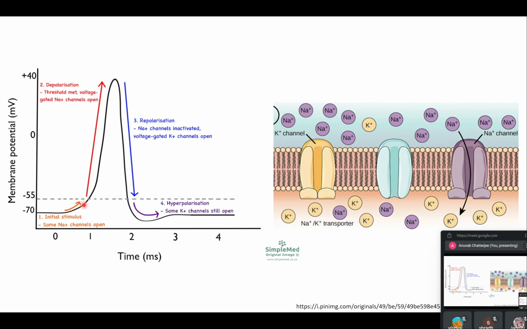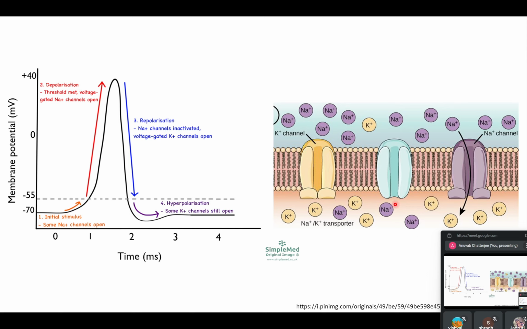What happens is that once this threshold is crossed, the membrane potential has changed enough that the voltage gated sodium channels start opening one by one. Once the voltage gated sodium channels open, and we know there is a lot of sodium in the extracellular space as compared to inside the cell, there are a lot of sodium ions that start flowing from outside of the cell into the cell.